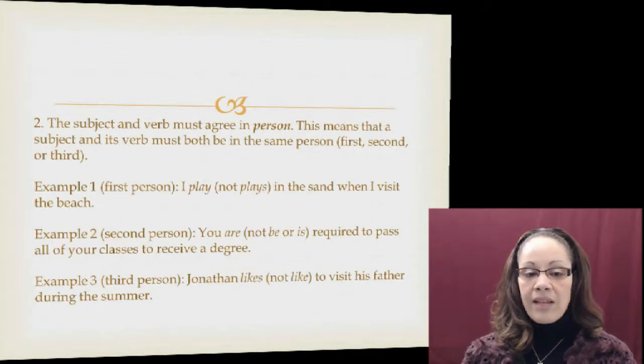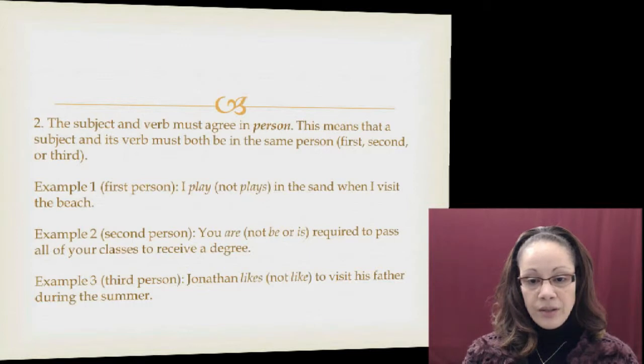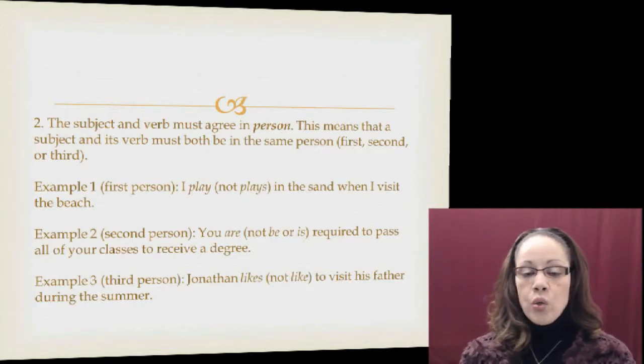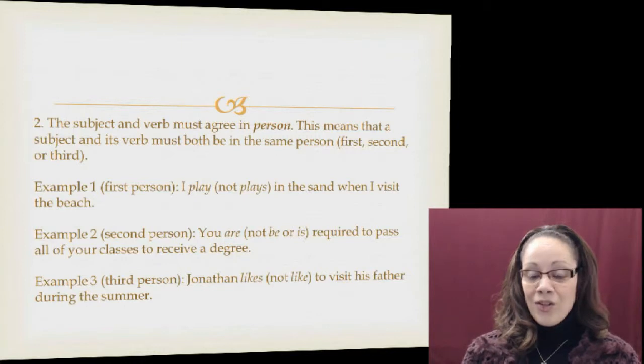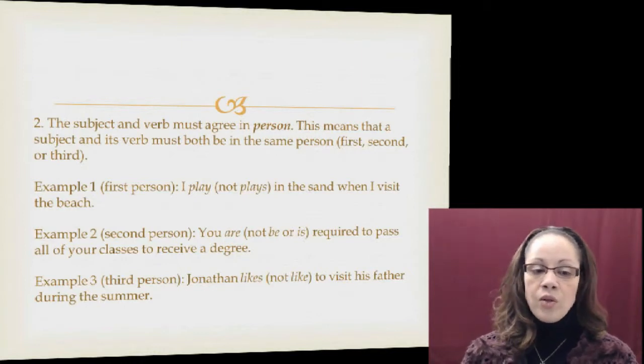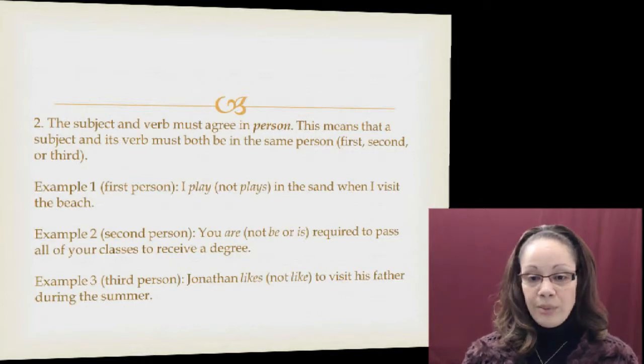Jonathan likes, not like, to visit his father during the summer. Likes is our singular verb, has an S at the end of it, so we know it's singular. Who or what likes? Jonathan is our singular third person as our answer to the question who or what likes. So we know Jonathan is our singular subject, matching likes, which is our singular verb.